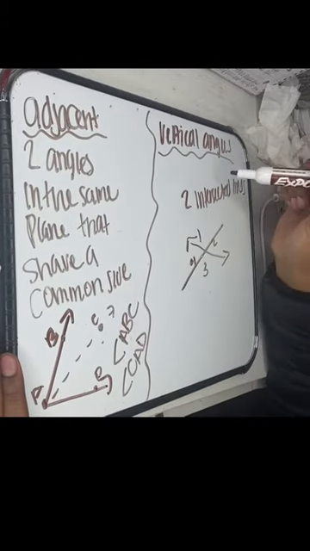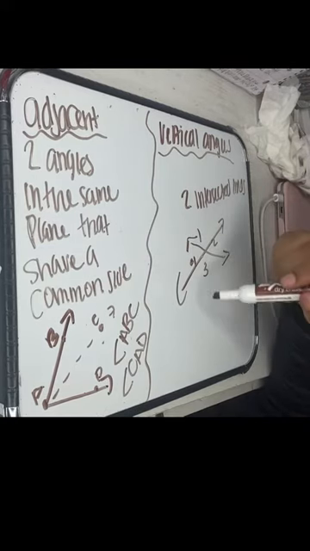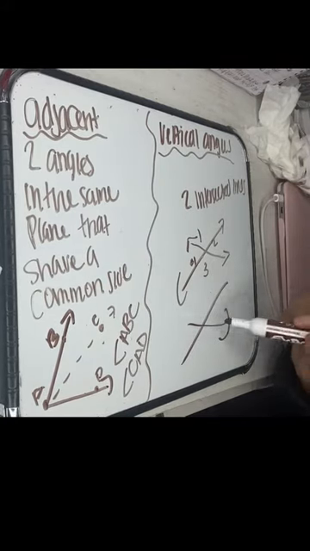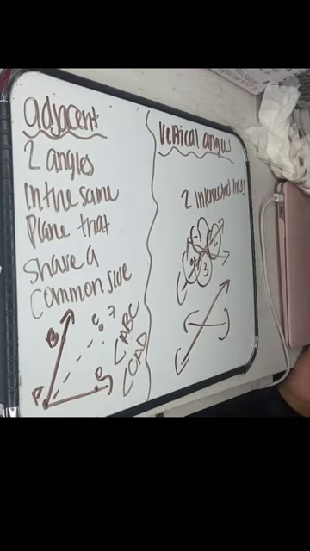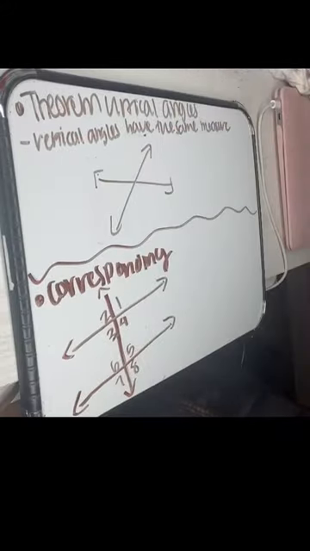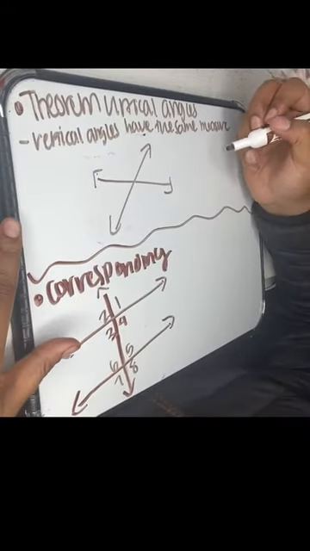And then you have vertical angles. So vertical angles are just two intersected lines. So just intersect the lines, and then you have vertical angles: 1, 2, 3, 4. Okay, so now we have the theorem of vertical angles. So vertical angles are said to have the same measures, which is true.